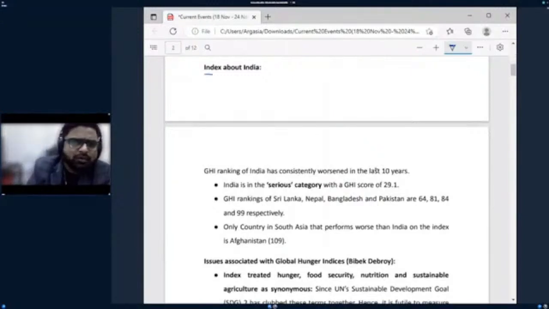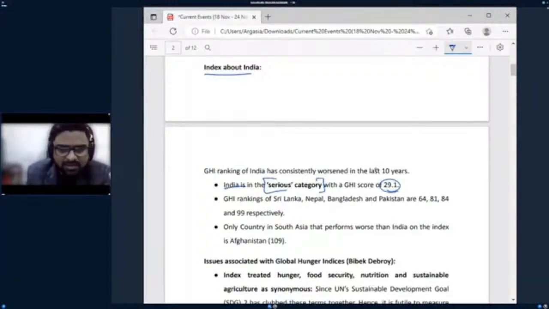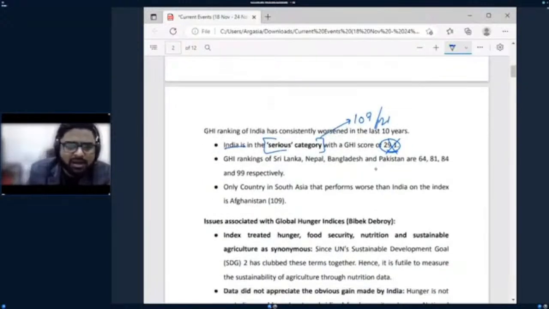A news item I told you about. What was the news? The news was that India has been put in the serious category with a GHI score of 29.1. Just remember that India is 107 out of 121. That is it. Look at other performance. Sri Lanka is the best performer at 64. Nepal after that. Bangladesh after that, and Pakistan after that.